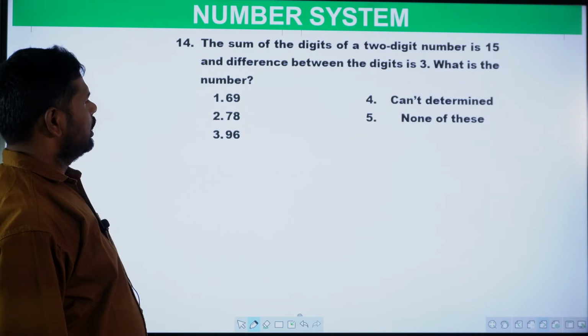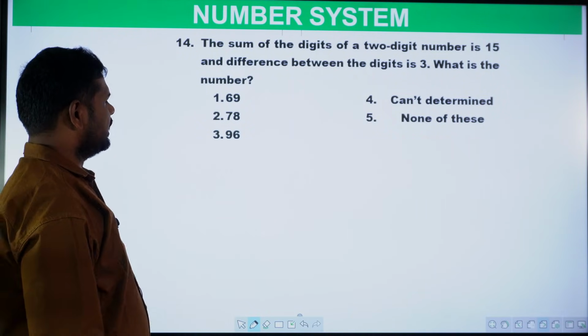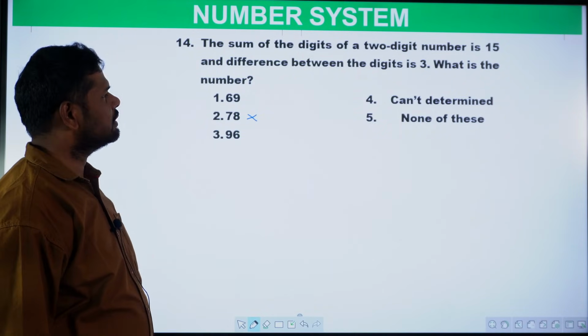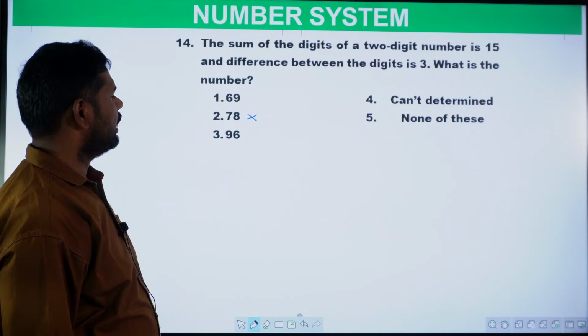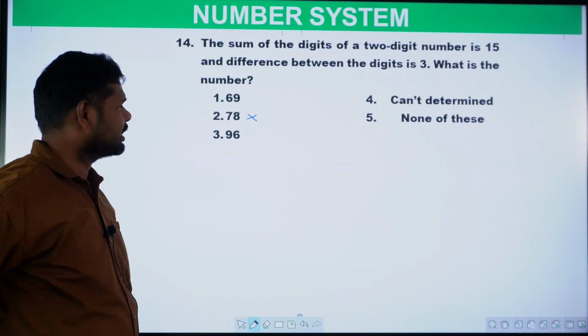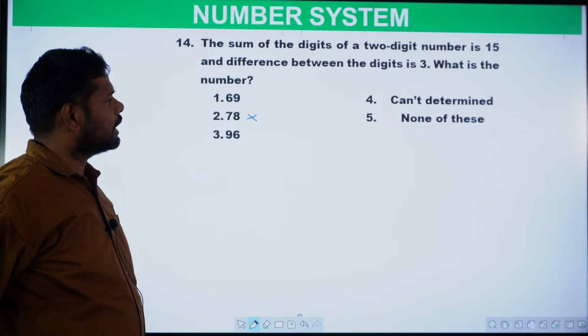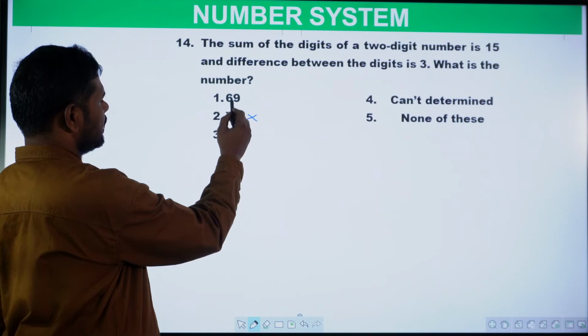Okay. The difference between the digits is 3. One is eliminated: 78 is eliminated. What is the number? Now give the answer. Either 69 or 96. Both are satisfied. Here also the difference is 3.